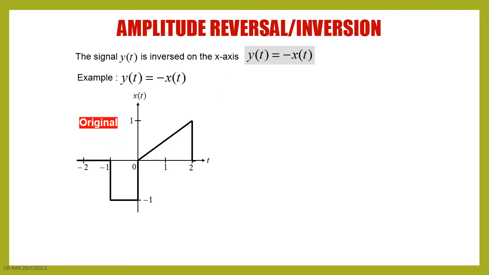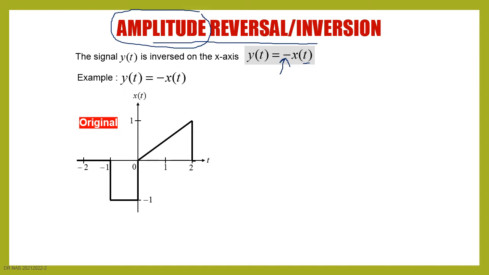Now let's look at the amplitude reversal or amplitude inversion. Take note, it is amplitude. When it is amplitude-based, you should remember that there are no changes inside the bracket, but there are additional variables outside the bracket. In this case, there's a negative sign outside the bracket, meaning there's inversion on the amplitude of the signal. This is the original signal. Please remember that only the amplitude will be inverted, but the time remains the same.